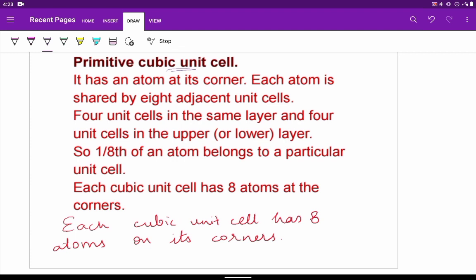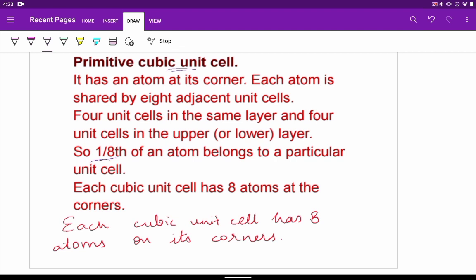So then if one thing is shared by 8 participants, then how much will belong to a particular unit cell here? There are 8 unit cells. So 1/8 of the atom. 1/8 of the atom will belong to the particular unit cell. So this is one part over. But 1 cubic unit cell has 8 atoms at 8 corners. At all the corners there will be the atoms. So 8 atoms at 8 corners.